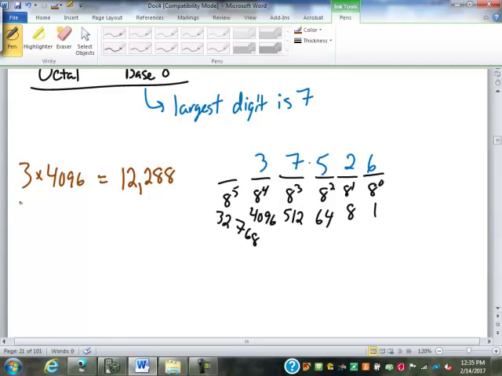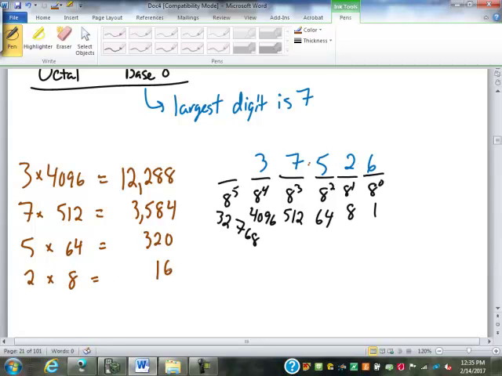And then 7 is in the 512's place. What's 7 times 512? Perfect. The 5 is in the 64 place. That's 5 times 64, which is 320. 2 is in the 8's place. That's 2 times 8, 16, and 6 is in the 1's place. That's 6 times 1, which is just 6.